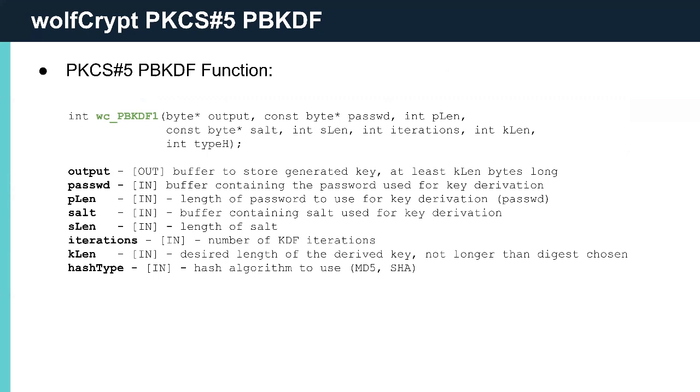Here you can see it has an output buffer to store the generated key, password, which is an input of associated length, plen. Salt is an input to be used for the key derivation process. Length of that is denoted by slen. There's an iterations argument, which you can specify to denote the number of key derivation function iterations. Different specifications have different recommendations for the number of iterations to use. klen is the desired length of your output key. For this one, it's bounded by your hash type. And then the hash type is represented by typeH in the signature there.